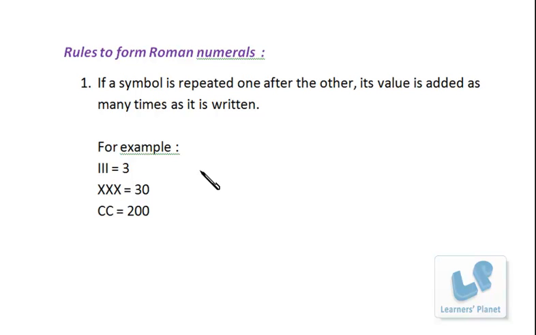The value of 1 I represents 1. Here we see 3 I's, that means 1 plus 1 plus 1, that is 3. That means if a symbol is repeated one after the other, its value is added as many times as it is written. Here we see the 3 I's and each I represents 1, so we have 3 I's and 3 ones, that is 1 plus 1 plus 1, 3.